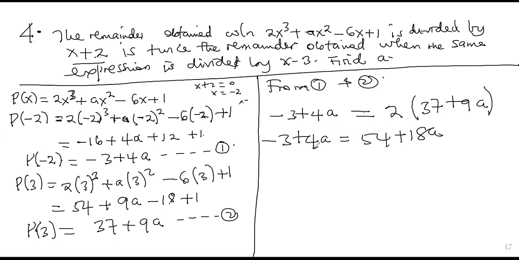When you work on it, collecting like terms here and there, sorry, this is 74. You bring it this side, you get negative 77 is equal to 18a minus 4a, which will be 14a. When you divide through, you get a as negative 5.5.